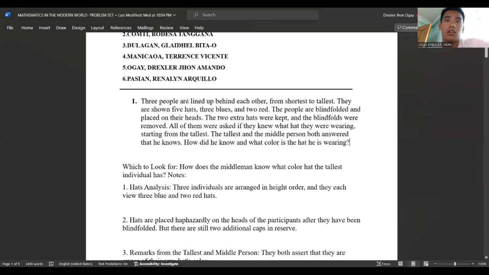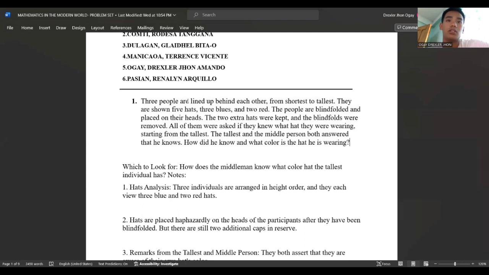Three people are lined up each other from shortest to tallest. They are shown 5 hats, 3 blues and 2 red. The people are blindfolded and the hats are placed on their heads. The 2 extra hats were kept and the blindfolds were removed. All of them were asked if they knew what hat they were wearing.